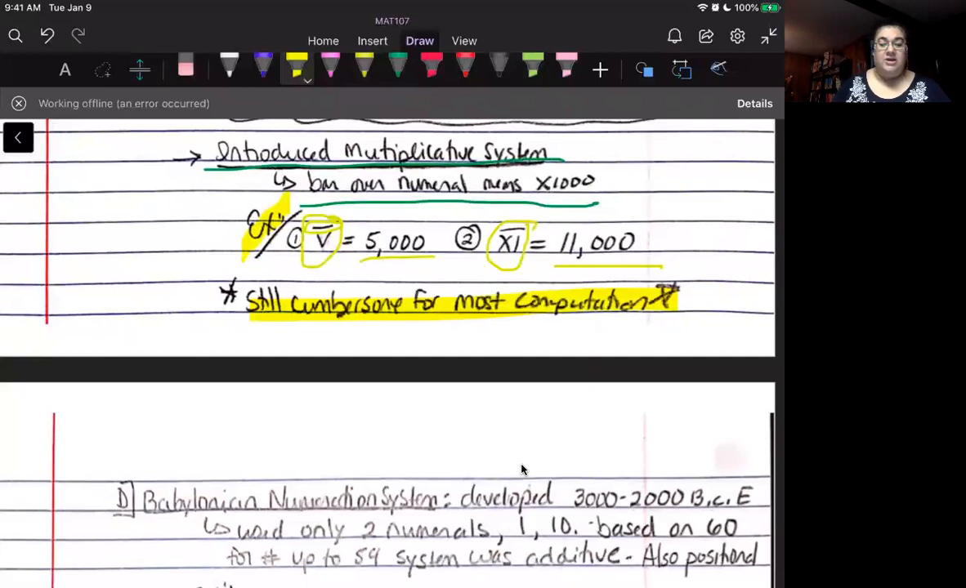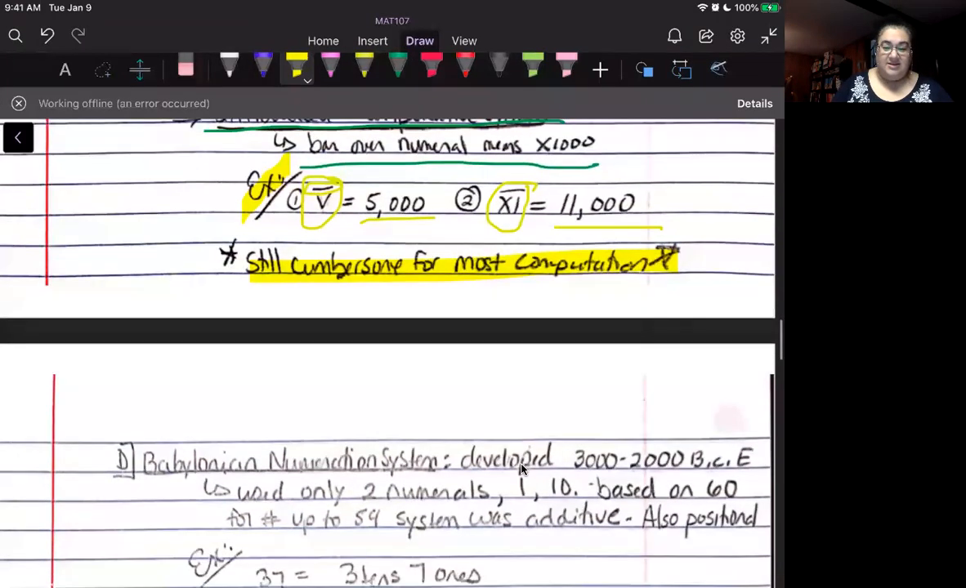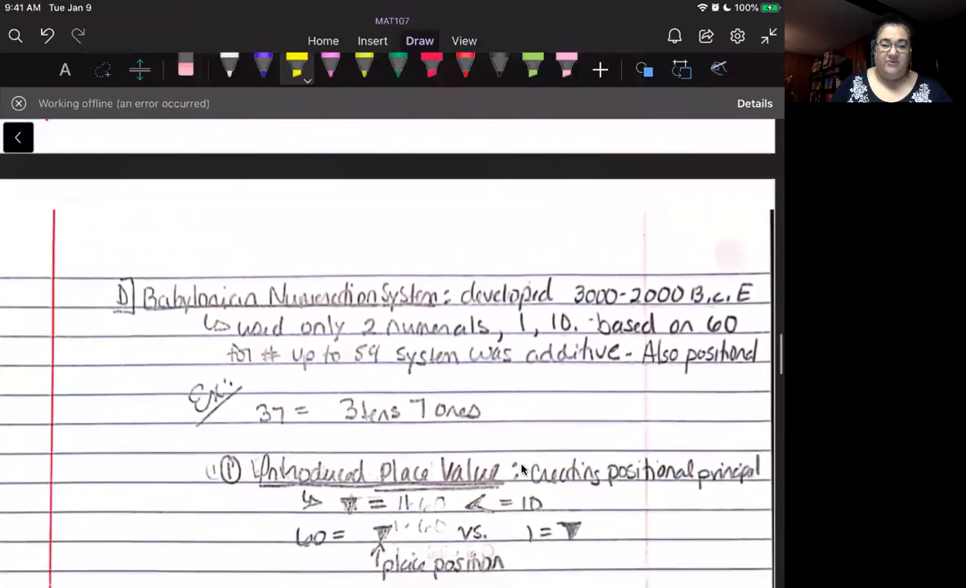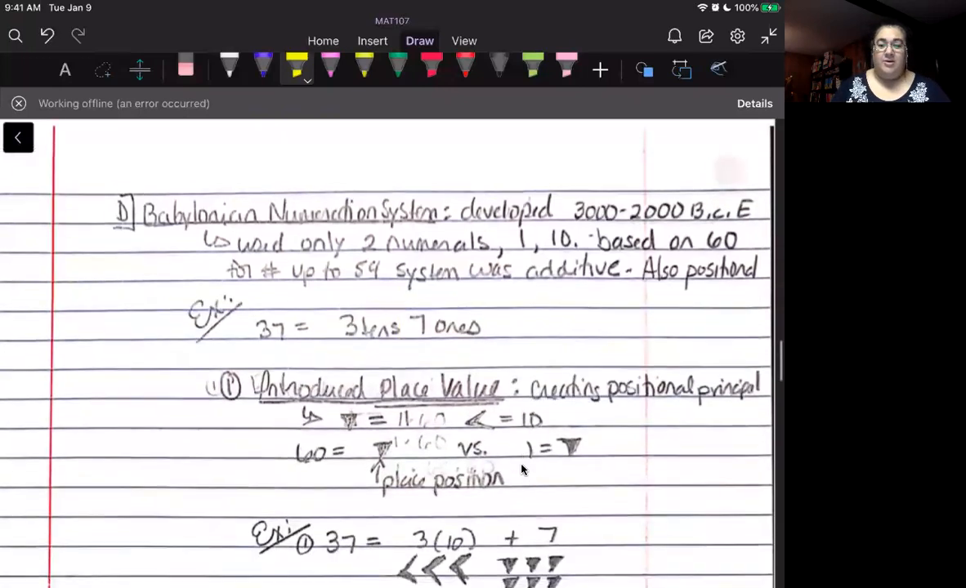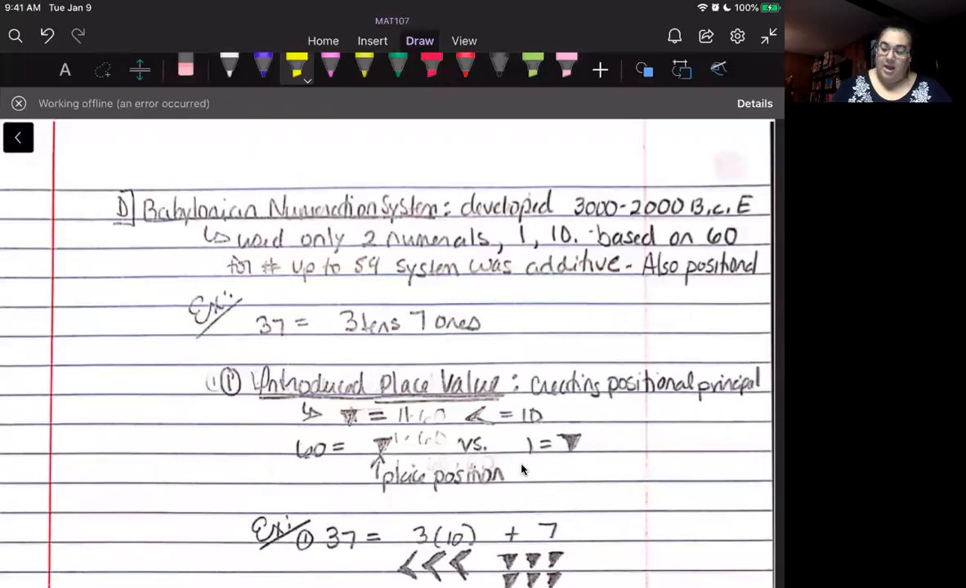Now, let's look at an even more ancient system than even the one we discussed before, although there is some overlap with this system and the Egyptian system as far as the time when they were being practiced. And that is the Babylonian numerical system. Their numerical system was developed sometime between 3000 and 2000 BCE.